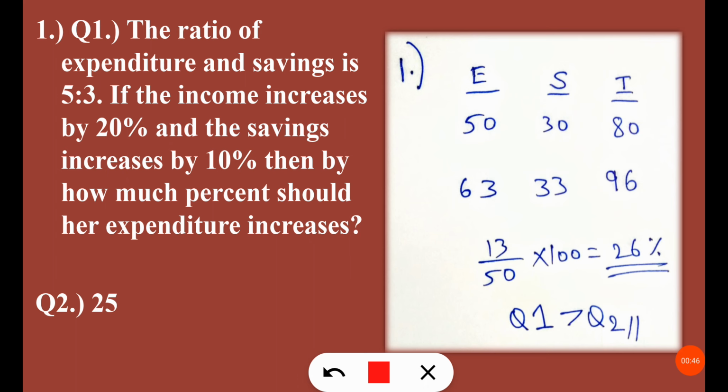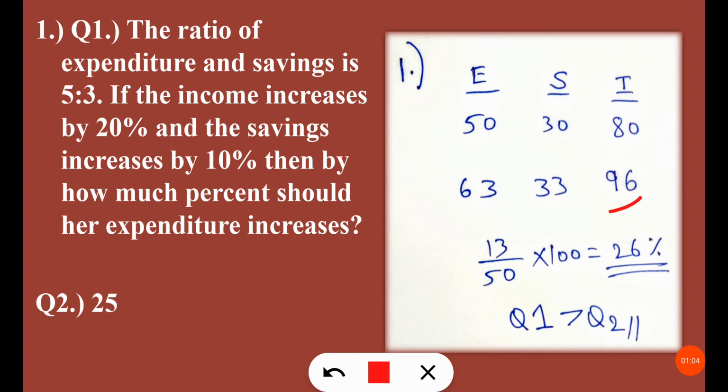Next, what is given? The income is increased by 20%. 10% of 80 is 8, so 20% is 16. So 80 plus 16 is equal to 96 parts. Next, savings is increased by 10%. 10% of 30 is 3. 30 plus 3 equal to 33 parts.